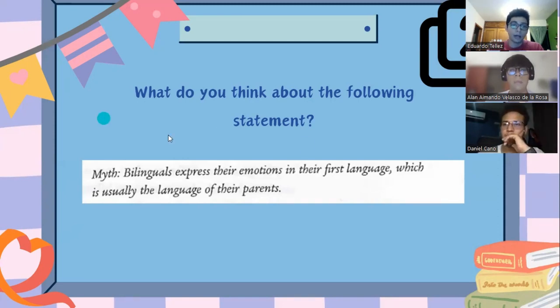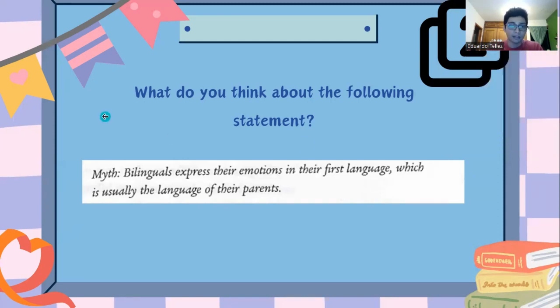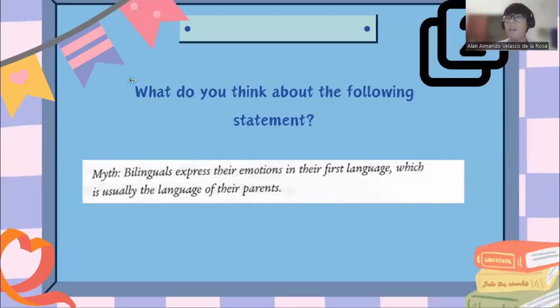So Mind says that bilinguals express their emotions in their first language, which is usually the language of their parents. So what do you think about this statement, Armando? Okay, it could sound like a myth, but on some occasions it could be real.